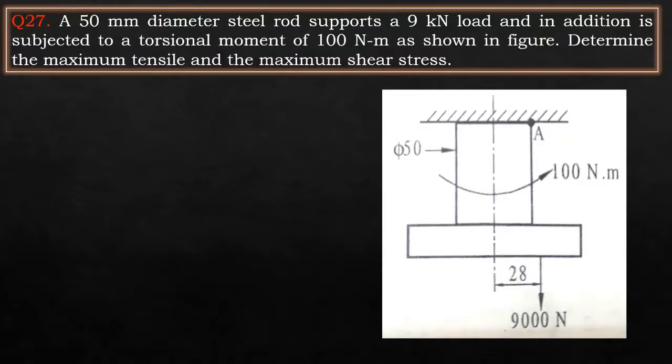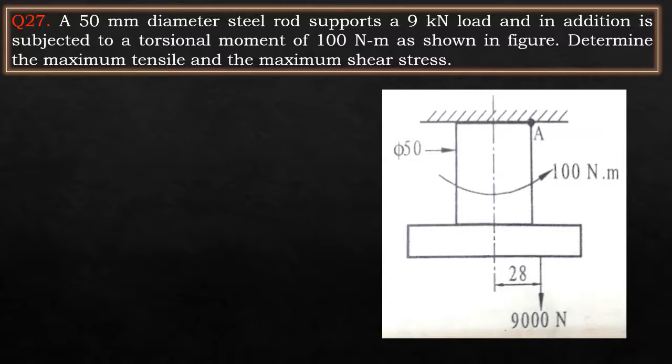A 50 mm diameter steel rod supports a 9 kN load, and in addition it is also subjected to a torsional moment of 100 Nm as shown in the figure. Determine the maximum tensile and maximum shear stress.